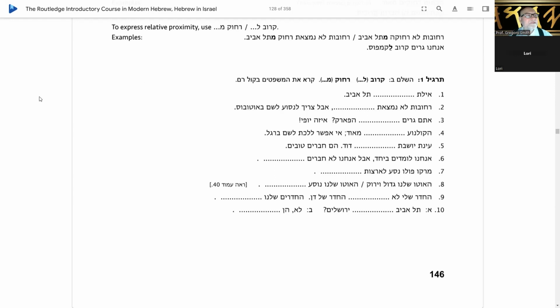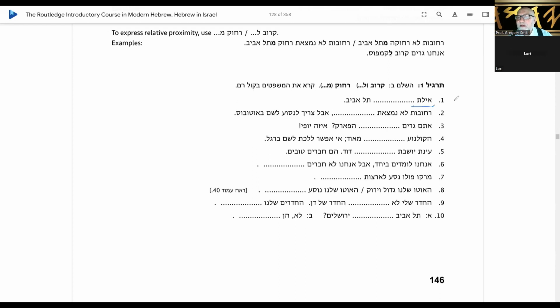Okay, so let's see here. This is Eilat, that's the name of a city in Israel. Blank Tel Aviv. So basically, they're going to make us look at a map to figure out where these cities are. So is Eilat close to Tel Aviv or is it far? Let's see here. Let's see if I can get Google to tell me.